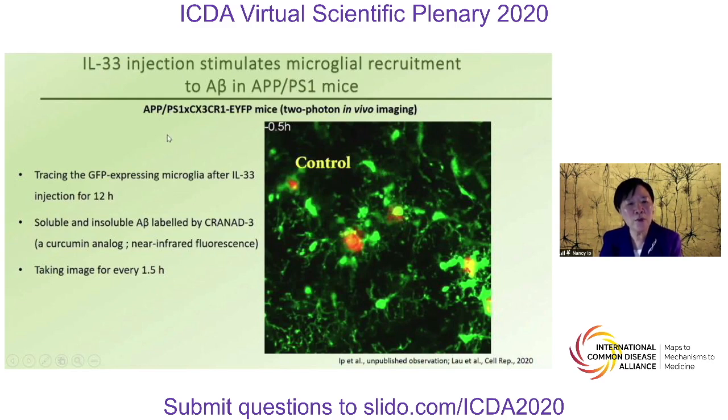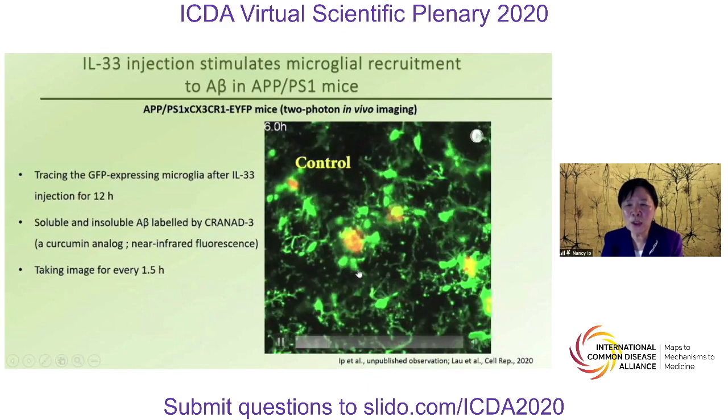Now, the first step is for us to cross the AD mouse model APP-PS1 with CX3CR1-EYFP mice to generate a line that expresses EYFP in the microglia. So this is shown by the green color here. So these are microglia. And we also label A-beta by a chemical dye called Connect3, indicated by the red color here. Then we track the movement of the GFP-expressing microglia using two-photon imaging.